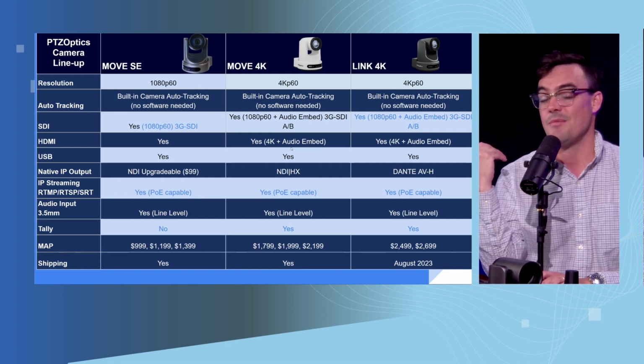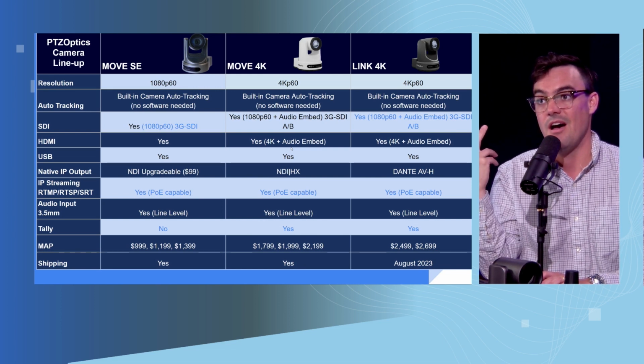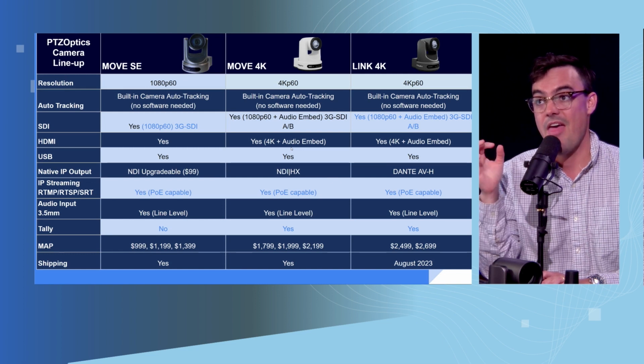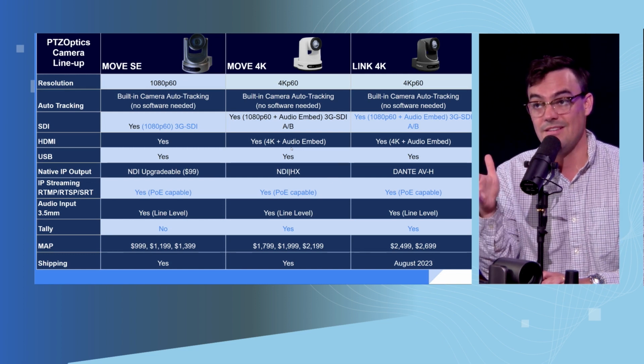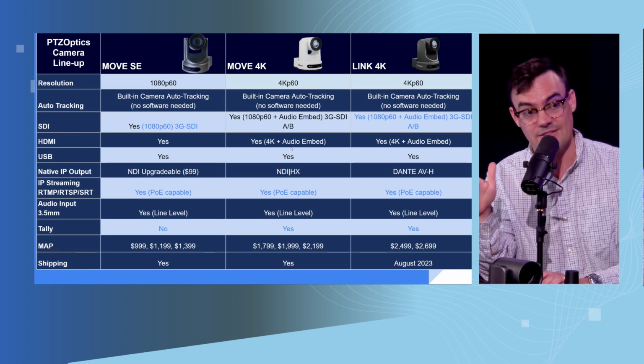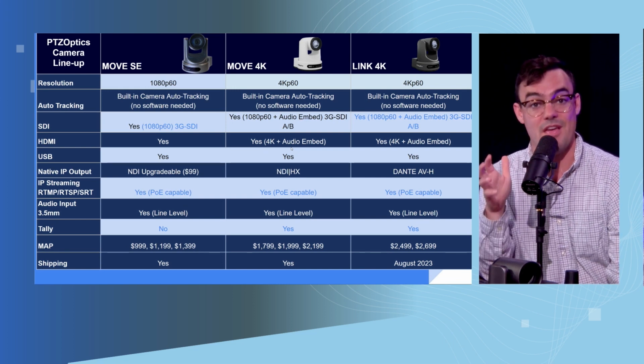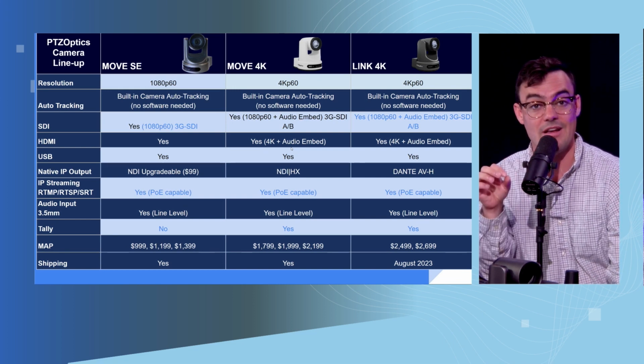But essentially, these cameras have HDMI, they have USB, they have SDI, and then the Move SE is NDI upgradable. So for just $99, if you decide you want the flexibility of NDI IP video on your network, it's there for you. You just have to do a simple upgrade for $99.